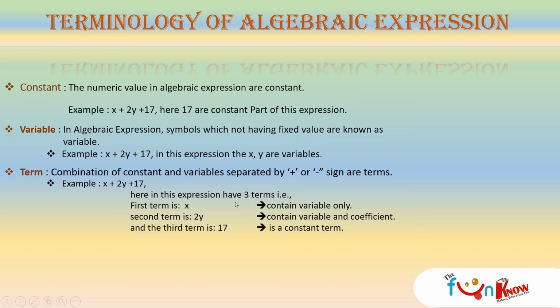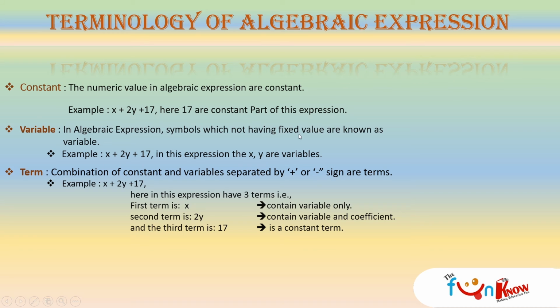Here in this expression, x is a variable, the first term. Second term, 2y, which contains a variable and a coefficient, that is 2. And the third term is 17. What is 17? Yes, 17 is a constant. So one expression includes constants, variables, and coefficients. The coefficient means in 2y, right? So 2 into y. It contains a variable and a coefficient.